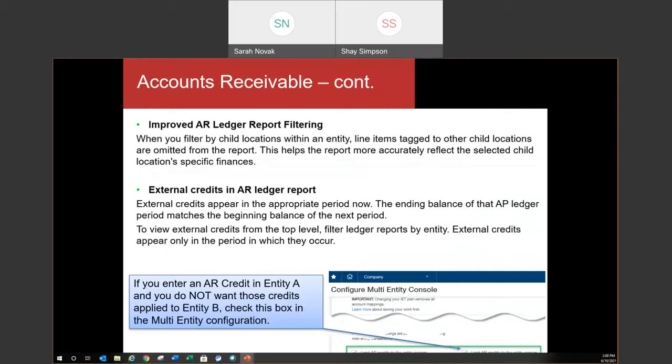Also, for our external credits, those credits are going to appear in the appropriate period now. And again, same type of functionality: if you enter an AR credit in entity A and you do not want those credits applied to entity B, make sure that we check that box. So again, we're seeing that same box down here at the very bottom, to limit our AR credits to the entity owners.